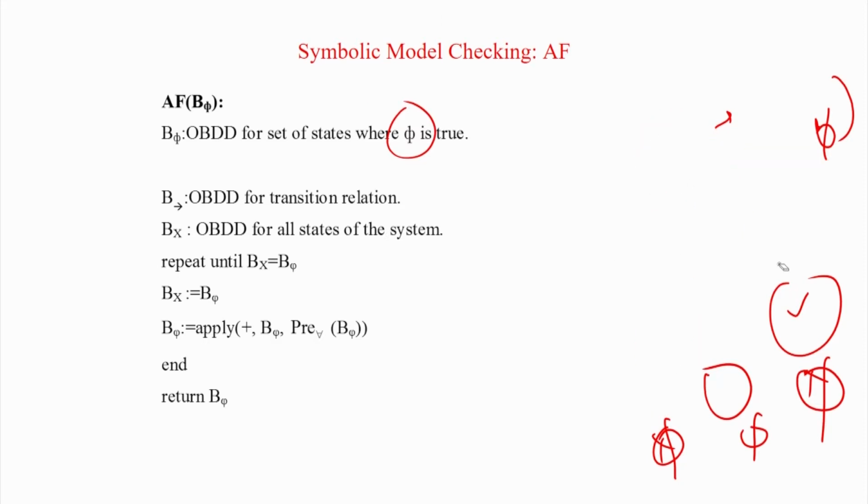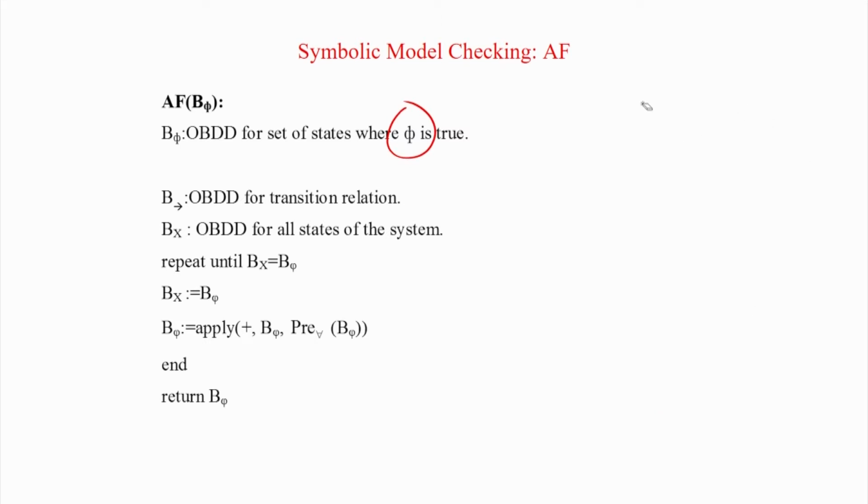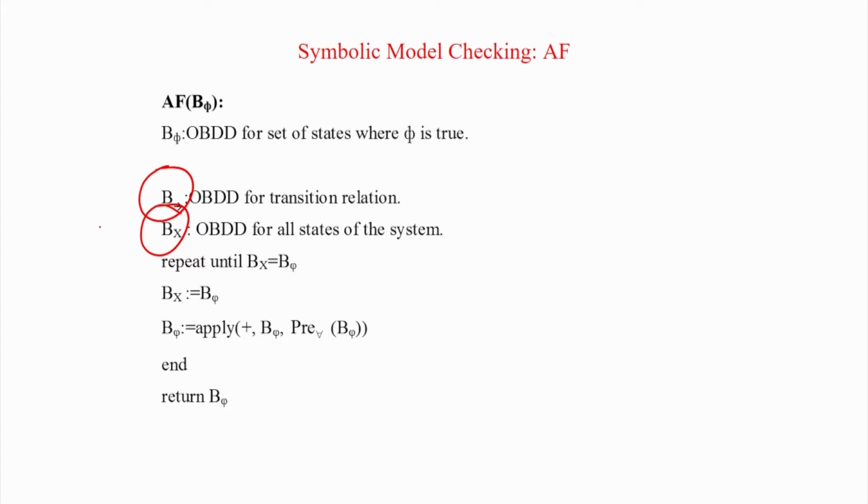Now, how do we go for symbolic model checking using this? This is the algorithm. B with an arrow sign is the BDD representing the transition relations. Already we have seen in the last lecture in elaboration how BDD can be used to represent all transitions of a state machine, in this case the Kripke structure. And then B of x is the OBDD for all states of the system. Initially you just have a BDD which represents all the states of the system.